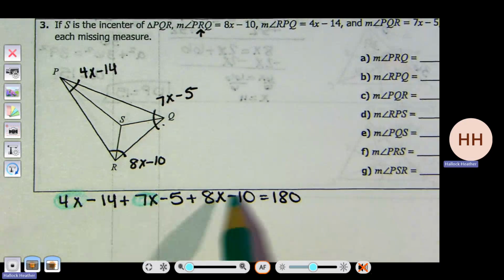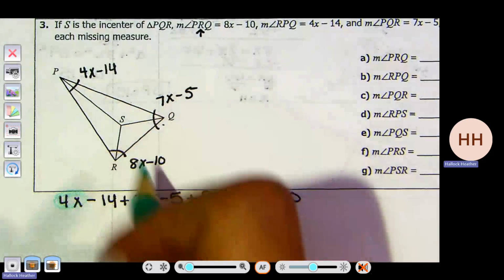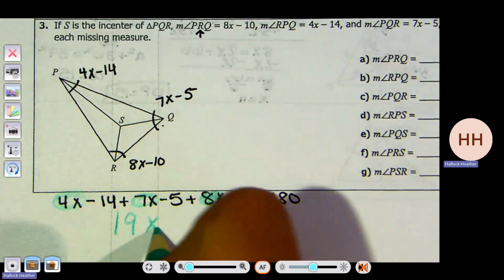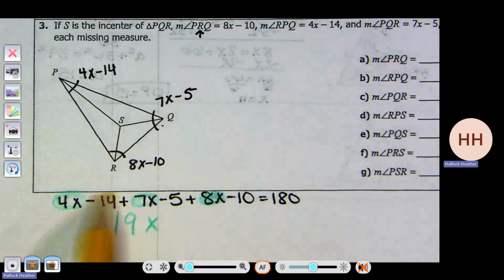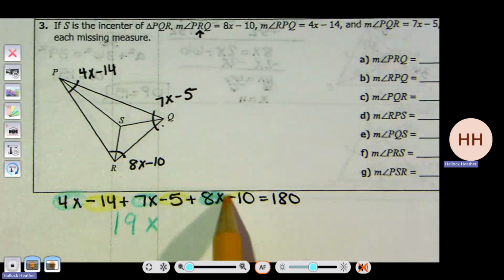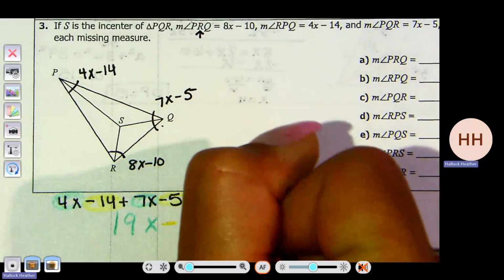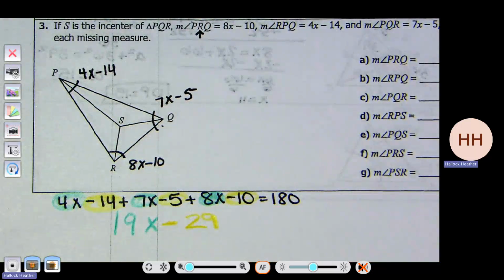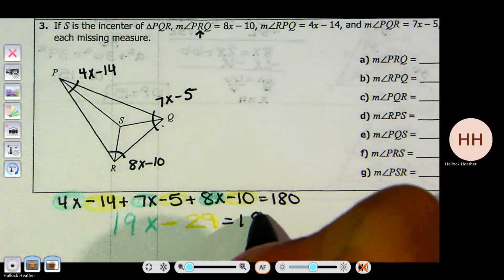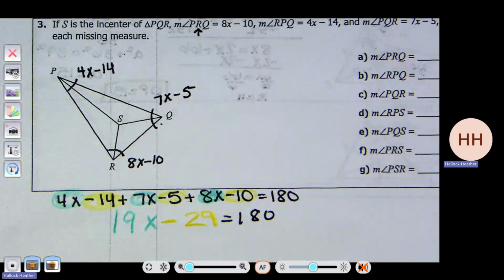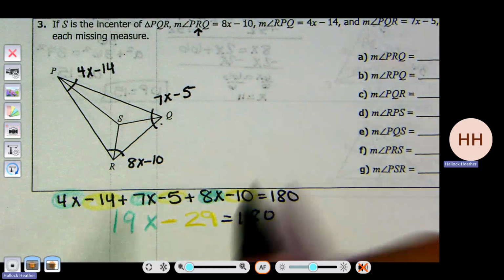If you combine your x's, what do you get? 19. So we have 19x. And then if I combine all my numbers, what do I get? Negative 29. So minus 29. And that equals 180. So if you solve your 2-step equation, you add 29 and you divide by 19, what do you get? X equals 11.